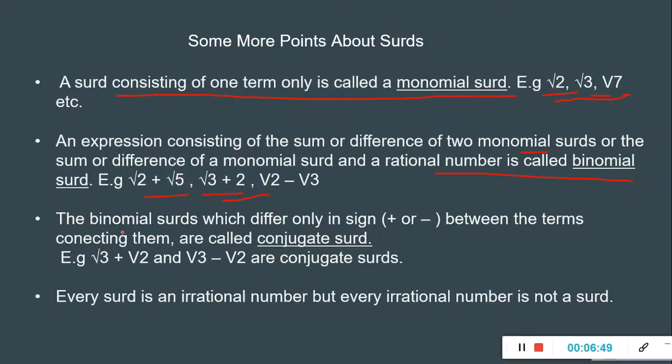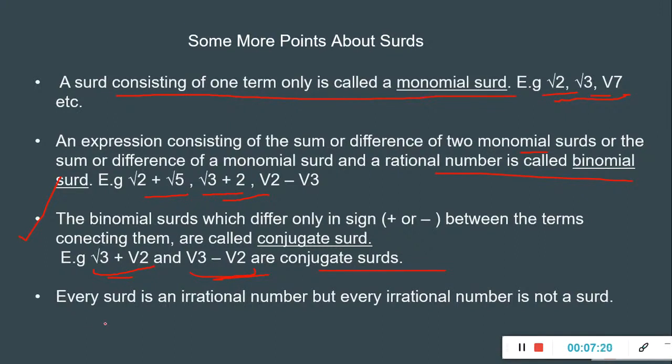The binomial surds which differ only in the sign, plus or minus, between the terms connecting them are called conjugate surds. It is important. What is a conjugate surd? From this example, root 3 plus root 2 and root 3 minus root 2 are two binomial surds with only a difference of sign between them. Here it is a positive sign and here it is a negative sign, so they are conjugate surds.